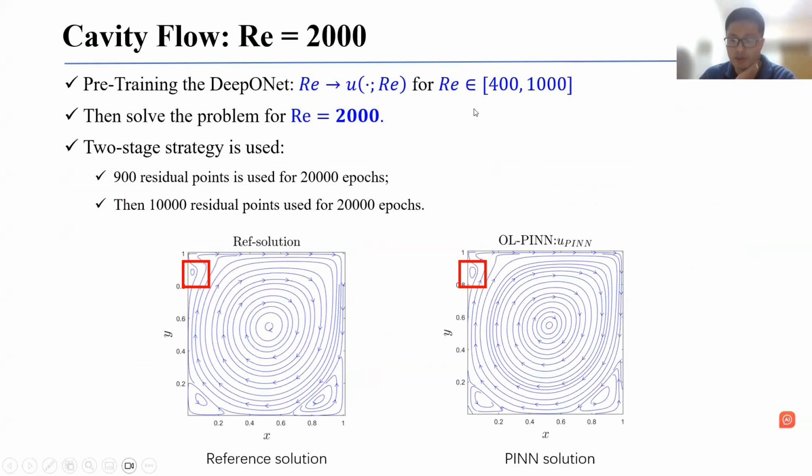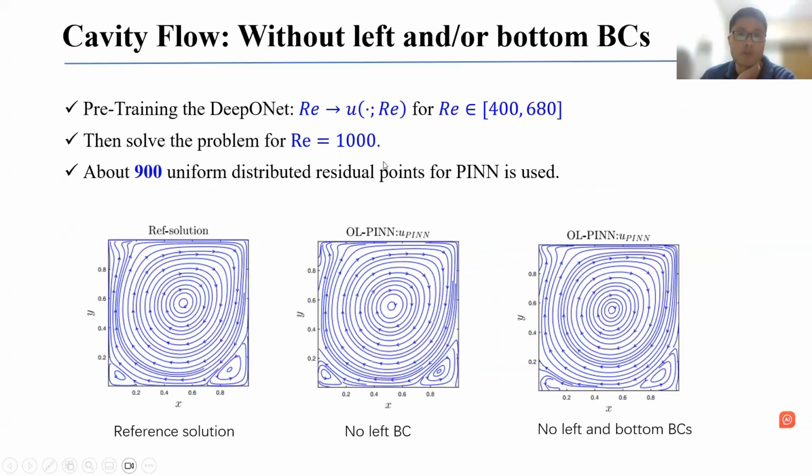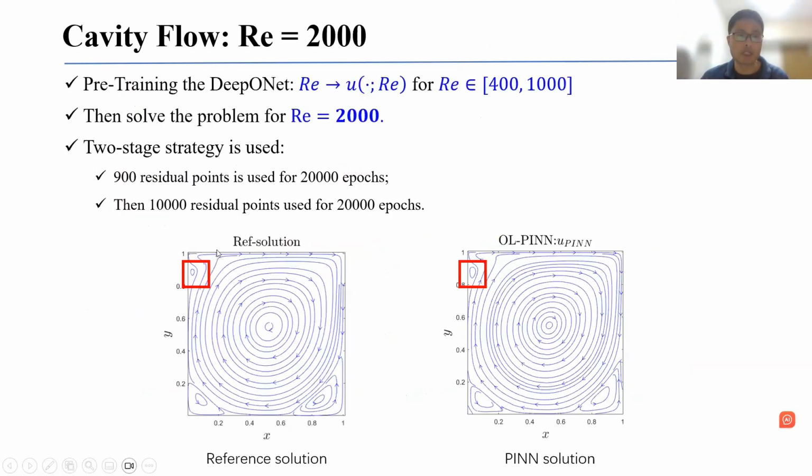As we see here, when the Reynolds number is smaller than 1,000, there is no vortex here. But when the Reynolds number is 2,000, we have a vortex here. So this is the reference solution for Reynolds number 2,000. See here, we have a new vortex. Not only these two, but we have a third one. This third vortex is here. So my question is, can we use this kind of method to learn this new vortex?